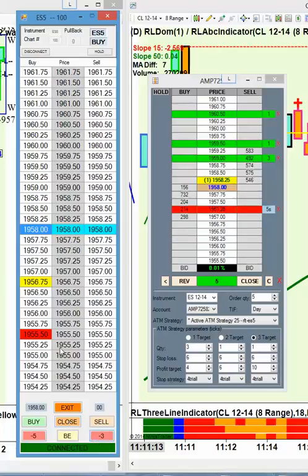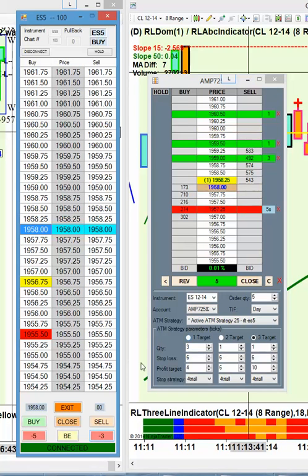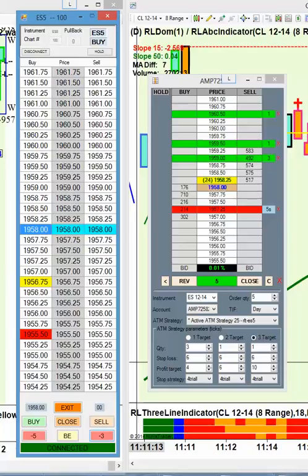Got a little profit. See if we can make a little money on Sim here. So that's really just the features of the Rightline Superdome.